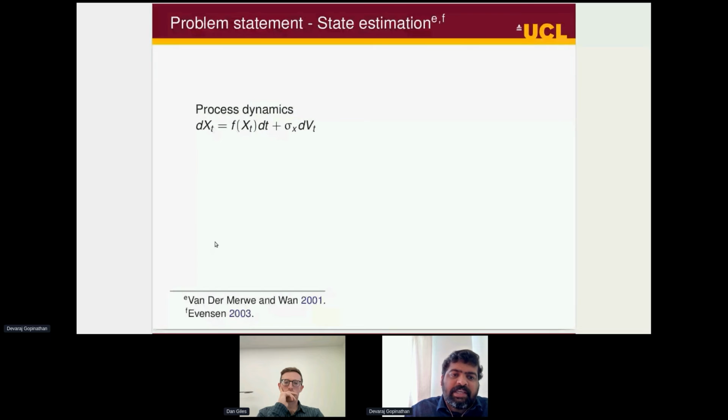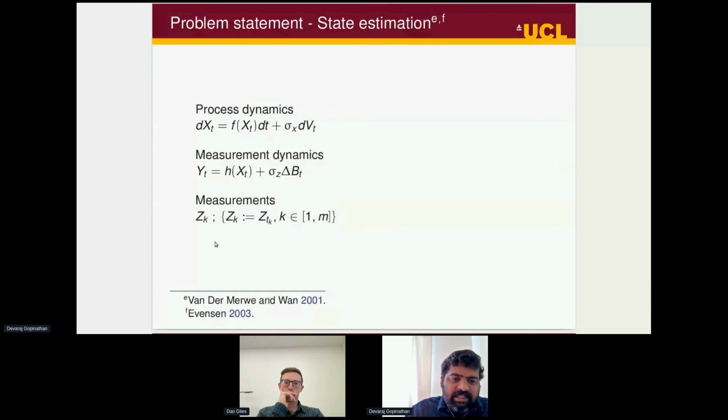Sigma X is the process noise, which has to be tuned. And V is a drift. The measurement is the height of the tsunami at the sensor. And sigma Z is the measurement noise. And the measurements are collected like this if there are more than one sensor.